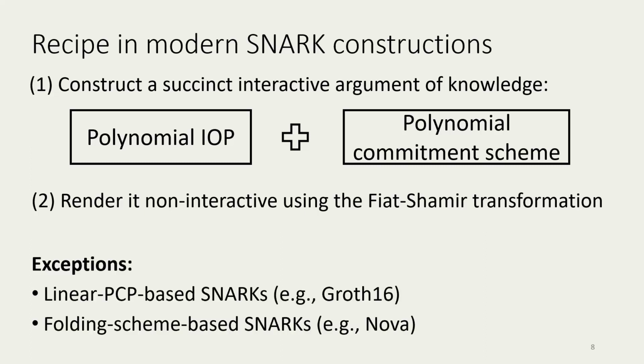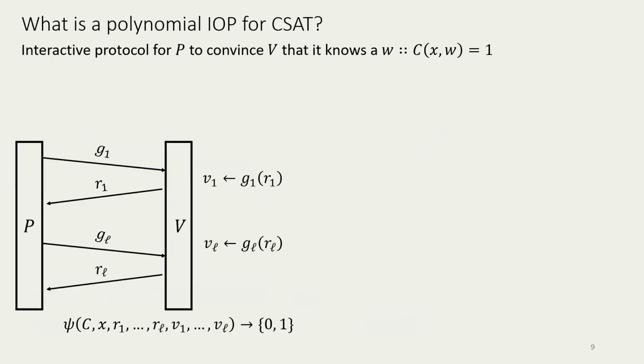There are some exceptions to this recipe. For example, most notably, linear PCP-based SNARKs like Groth16 or folding scheme-based SNARKs like Nova do not follow this recipe. So in the next few slides, I'm going to unpack this recipe, starting with polynomial IOP.